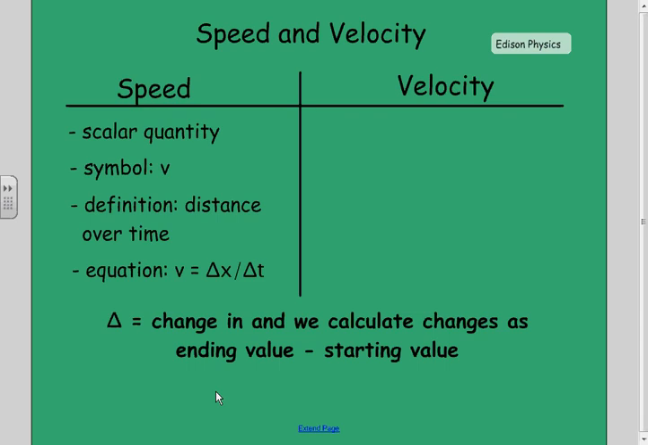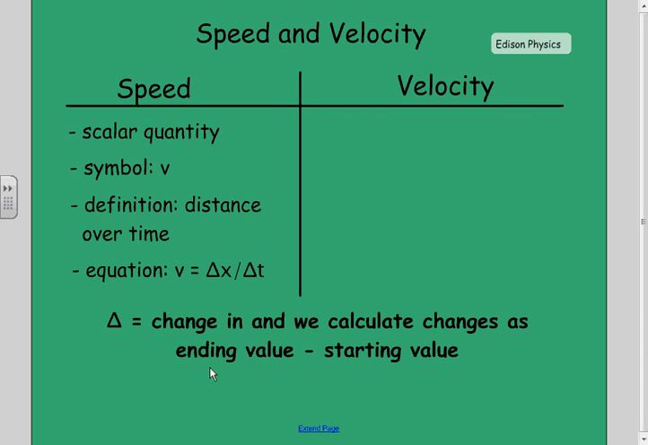Delta is a Greek letter. It means change in, and when we calculate changes, we always take the ending value minus the starting value. Okay? So we'll have to remember that. We're going to get lots of practice doing this in just a minute. So right now all we're doing is writing down what we have.